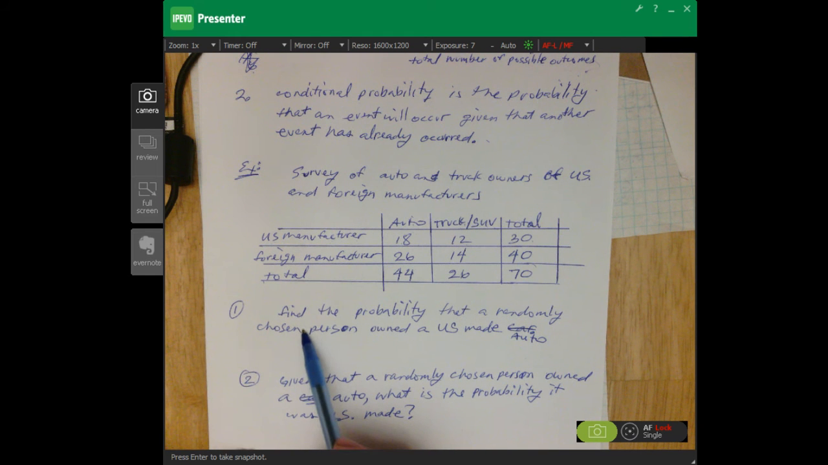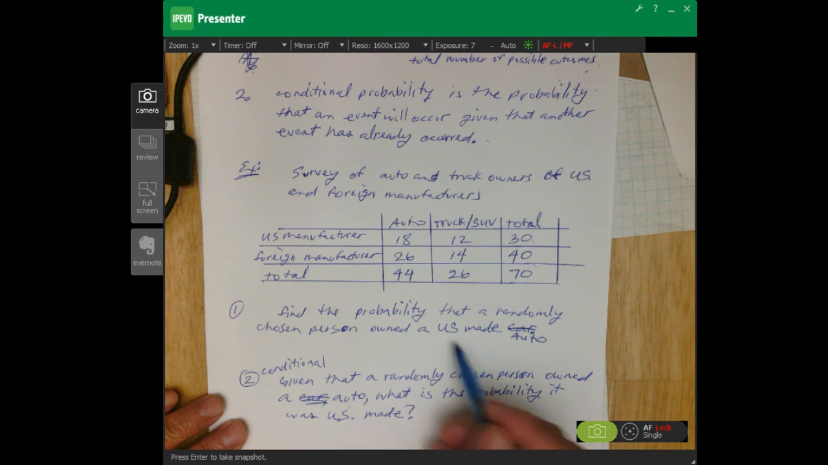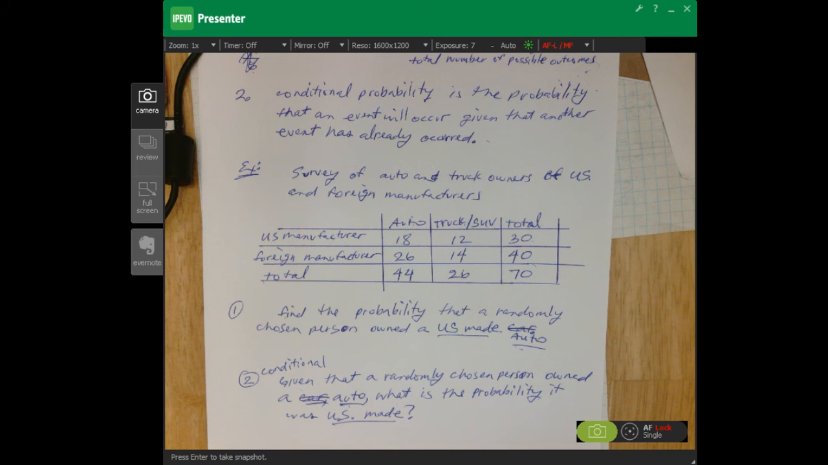What we're going to do first is read these two questions and compare them. The second one represents conditional probability, and the first one doesn't. When we read this, it says, find the probability that a randomly chosen person owned a U.S.-made auto. Down here it says, given that a randomly chosen person owned an auto, what is the probability that it was U.S.-made? So in both cases, we're talking about U.S.-made and auto. So these are the 2 events, right? But there is a huge difference between the 2.